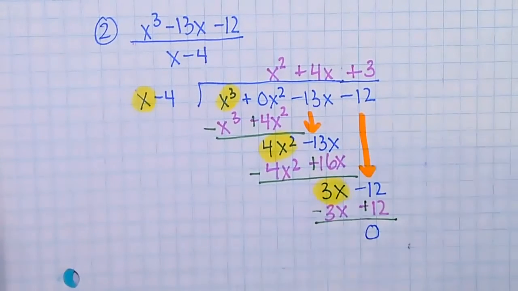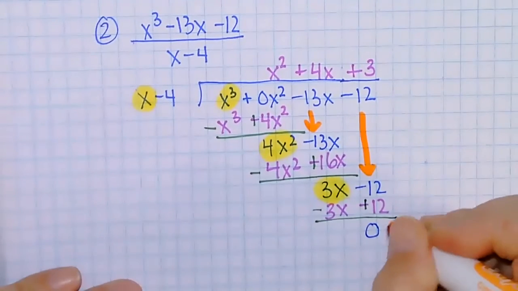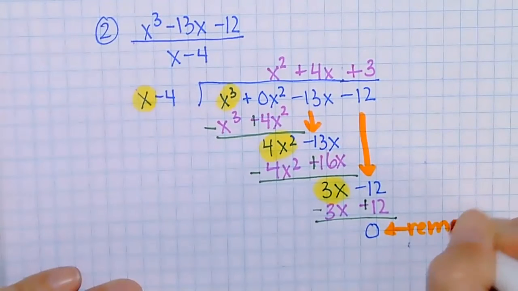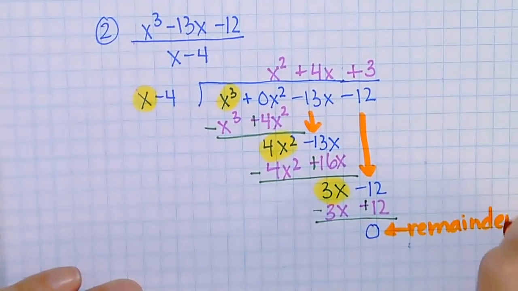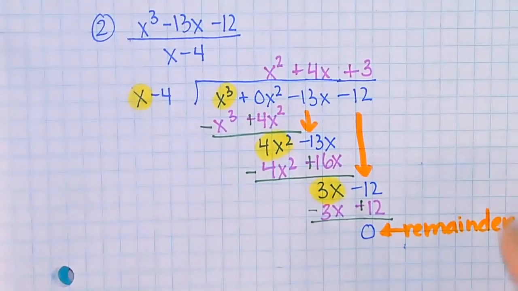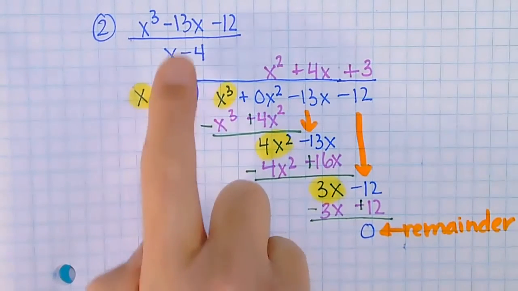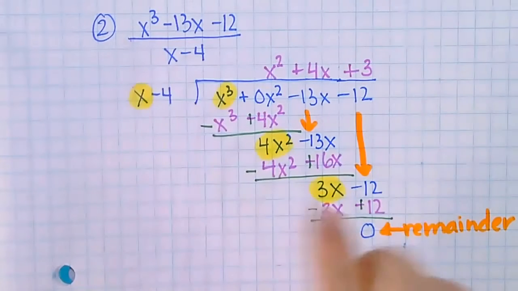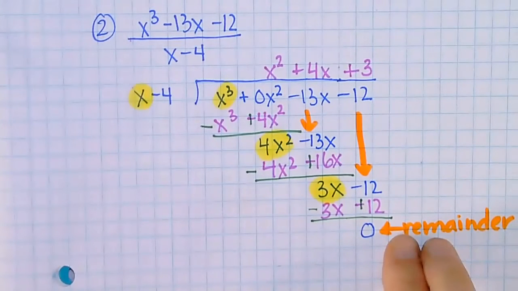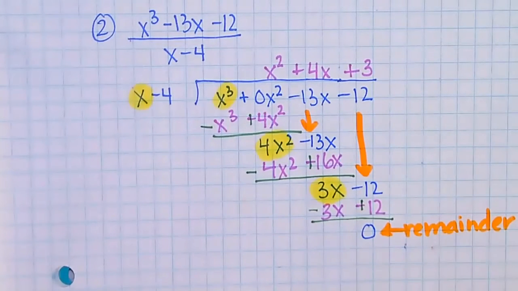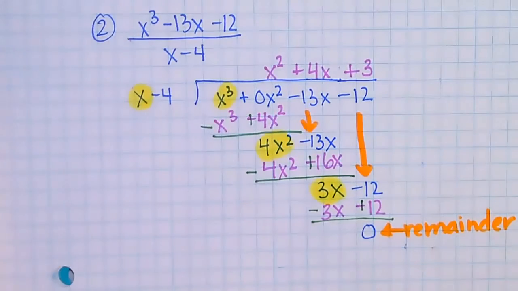So in this case, my remainder is 0. So what that's going to mean down the road is sometimes they're going to ask you, again, is this x minus 4 a factor of this? And if you have a remainder of 0, you would say yes. Okay, so I'm just going to write this. It's not part of this question, but it will be soon enough.